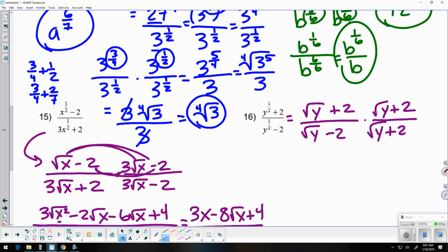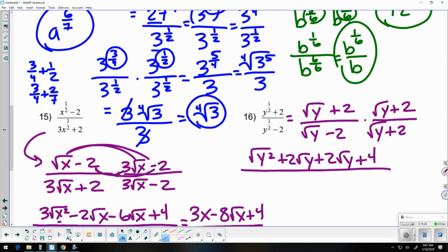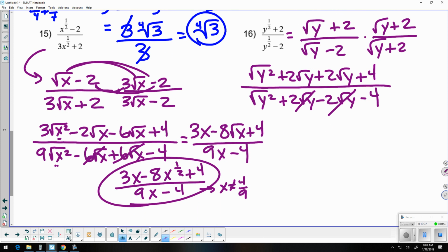So on top, just starting to FOIL, that'd be the square root of y squared plus 2 square root y plus 2 square root y plus 4. And then on the bottom, multiplying, this would be the square root of y squared plus 2 square root y minus 2 square root y minus 4. So we can see what's happening there. I'm going to go ahead and cross those off. Those cancel. Breaking this down, on top, my numerator, we would have y, because square root of y squared is just y, plus 4 square root y plus 4. On bottom, that's just y minus 4.